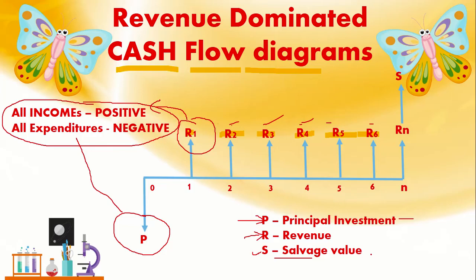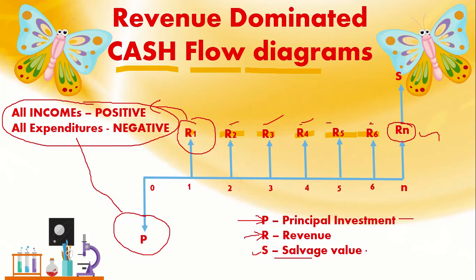Next, the company is going to earn something from that machine. It is a revenue to that company, right? So it is R1, R2, R3, R4, R5, R6 up to Rn, up to whichever year you are considering. Now, this is the revenue generated by that company, by that machine.